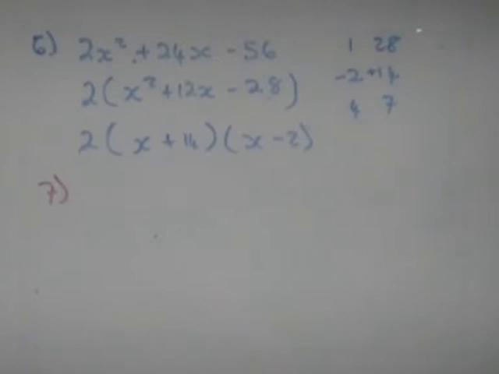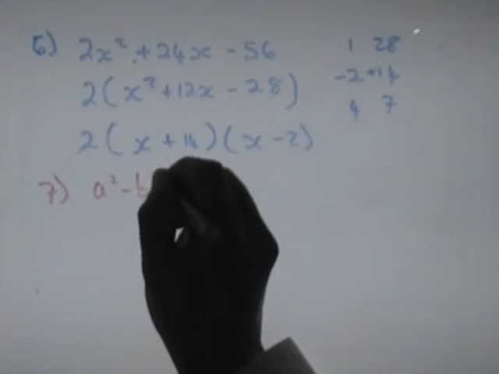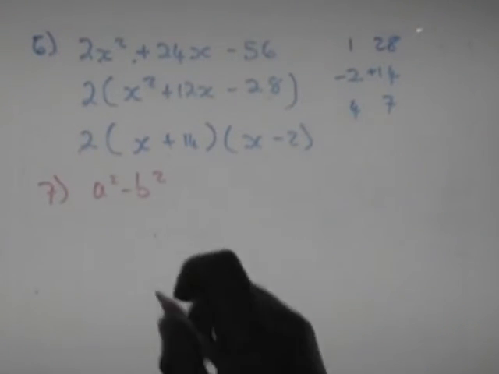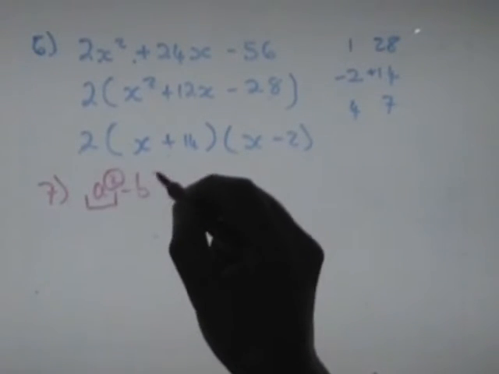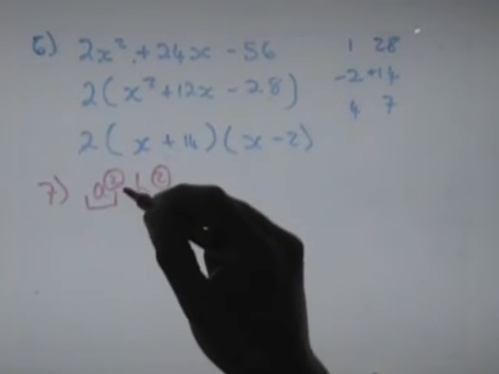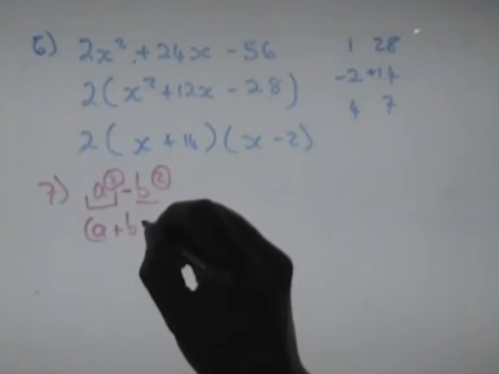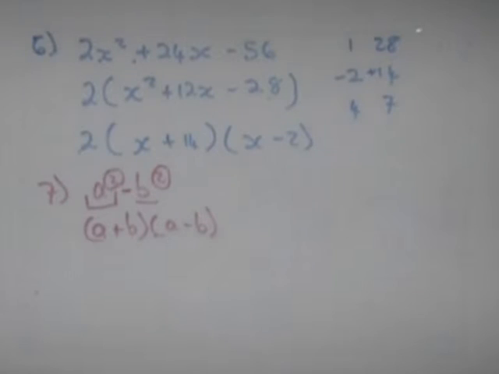The seventh one I gave you to do, read a squared minus b squared. This is an easy one. This is called difference of two squares. Notice that both of them have a squared, and there's a difference in between, a negative sign in between. This will become a plus b multiplied by a minus b.